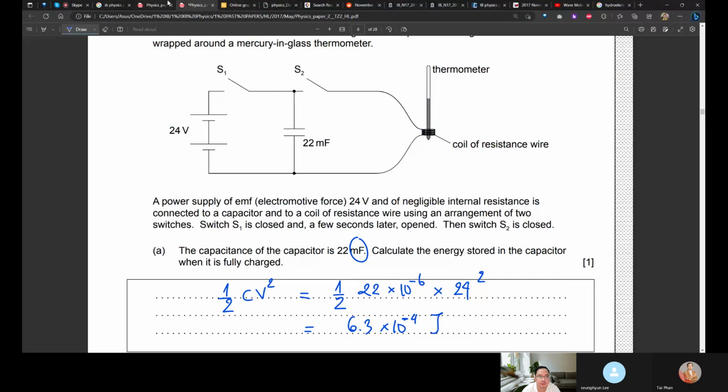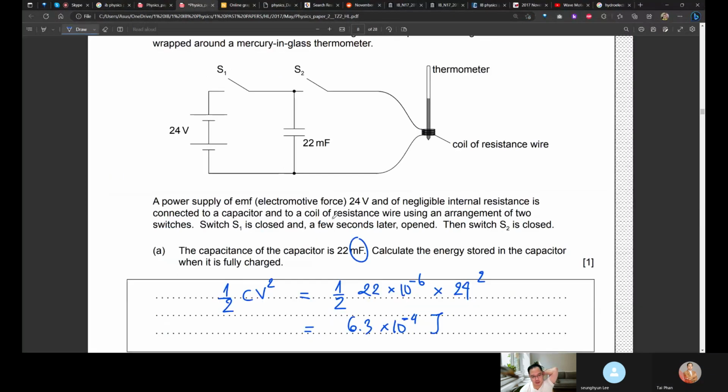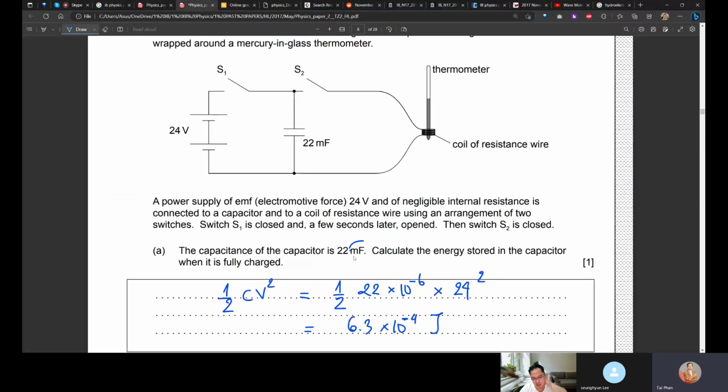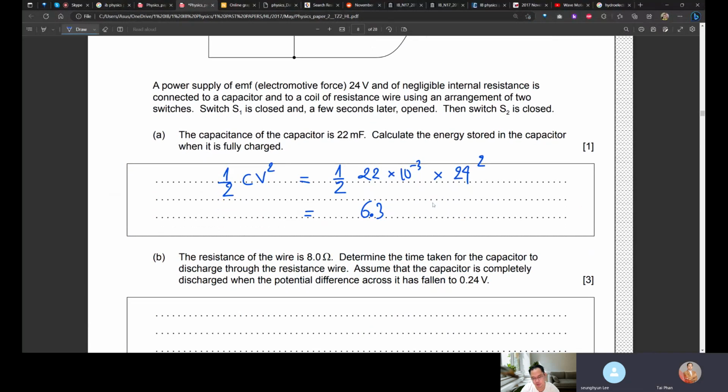Okay. Wait, 6.4 joule, no conversion. Volt, microfarad, negative 6. Something is wrong here, huh? Micro. Oh, sorry. That's not micro. That's millifarad. Milli, so negative 3 only, not negative 6. And therefore reducing this, okay, 6.3 joule. Yeah, 6.3 joule. Millifarad, not micro.